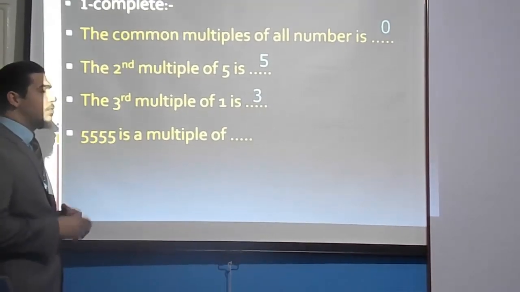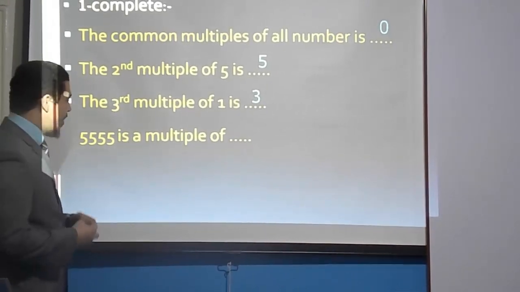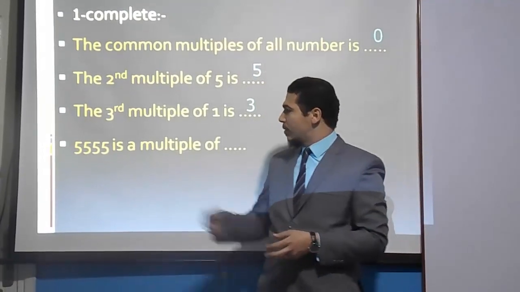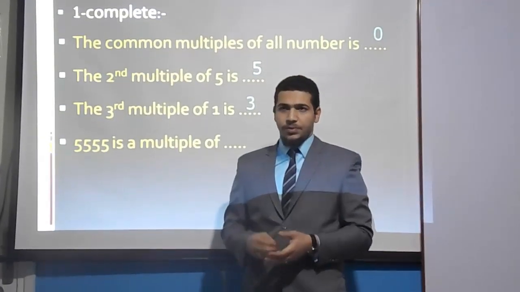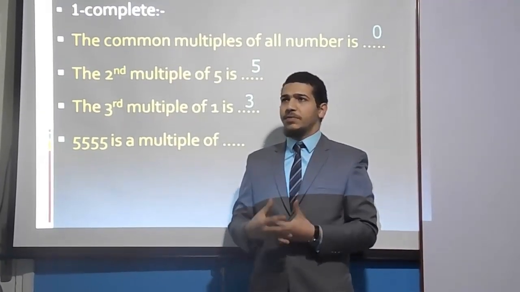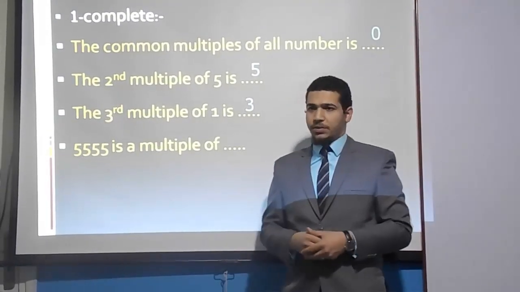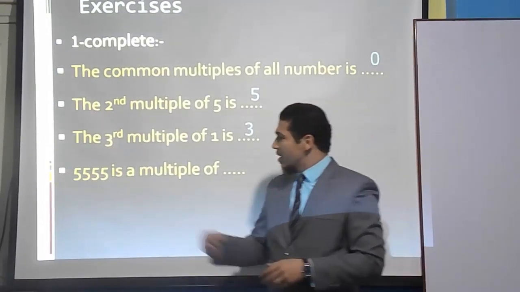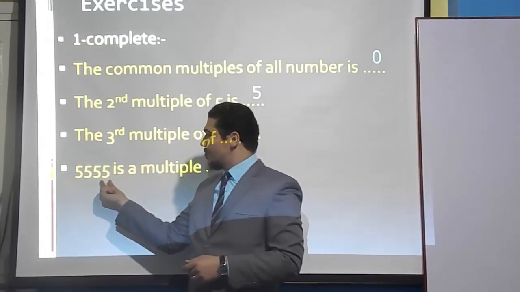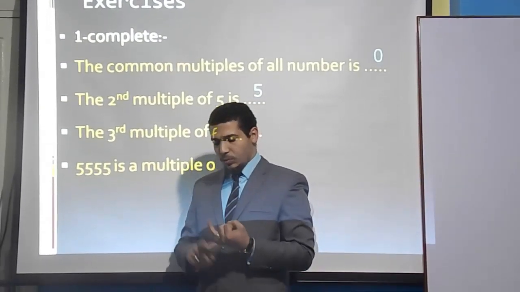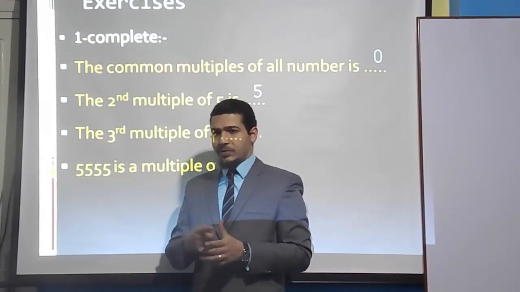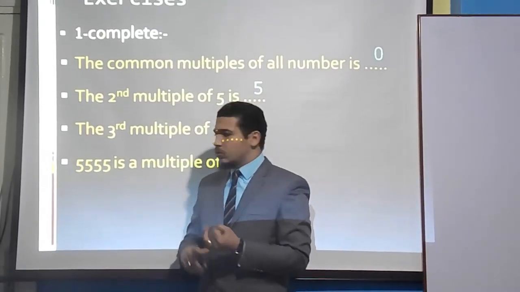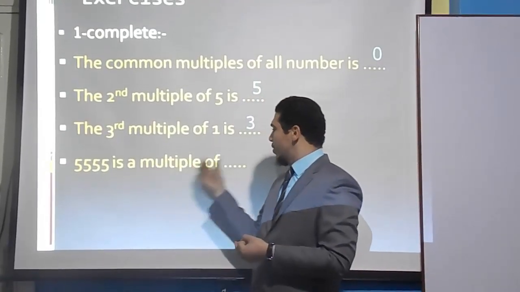5,555 is a multiple of what? How can I know what this number is a multiple of? How can I find it? We can realize that from the remarks we studied. We will look at the unit place. If the unit place is 0 or 2 or 4 or 6 or 8, the number is a multiple of 2. If the unit place is 0 or 5, the number is a multiple of 5.